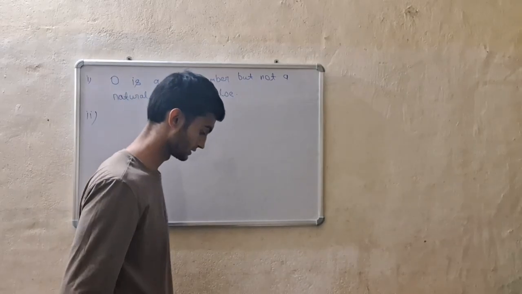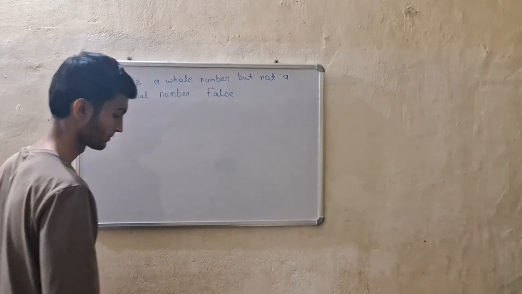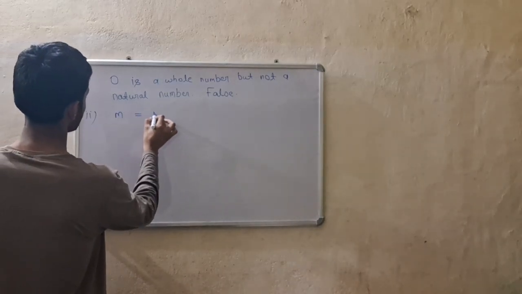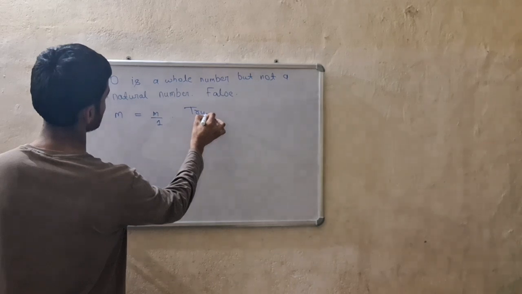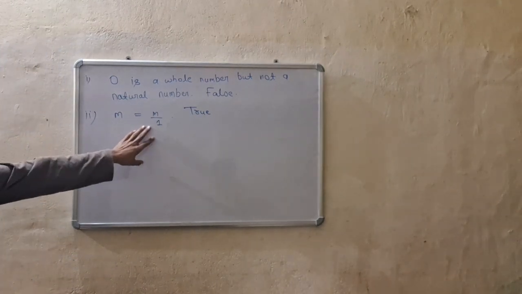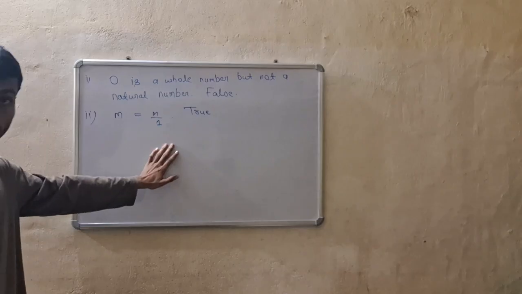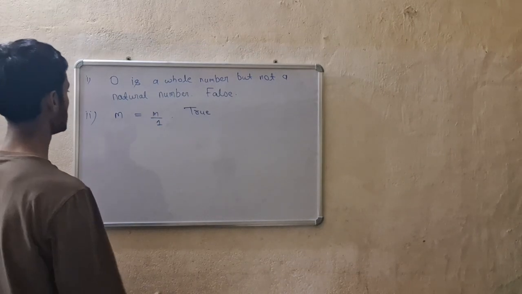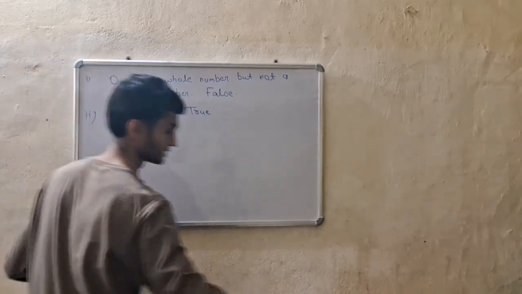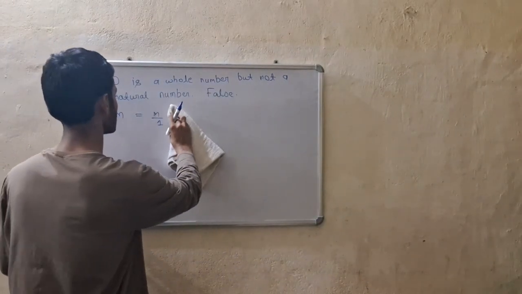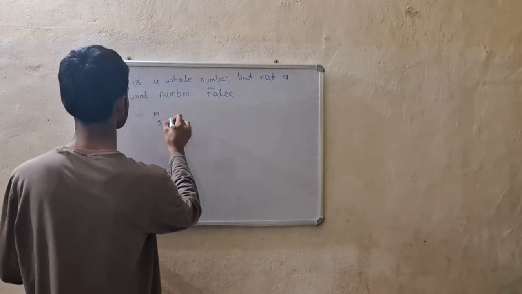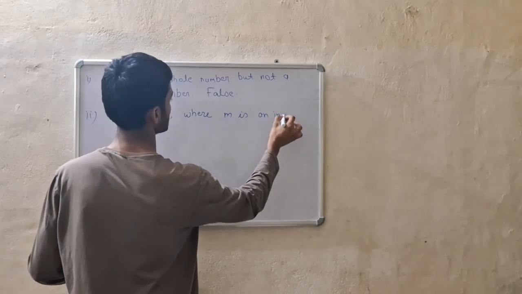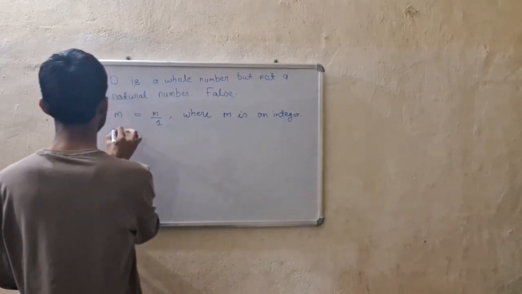Another one says that every integer is a rational number. Now this is true. You know that any integer, let's say m, can be represented as m upon 1. So this is true. I've just written it in a very condensed way. You can write it in words as well. But what I wanted to say is that your m is an integer, so I must write it this way. So this makes the statement true.